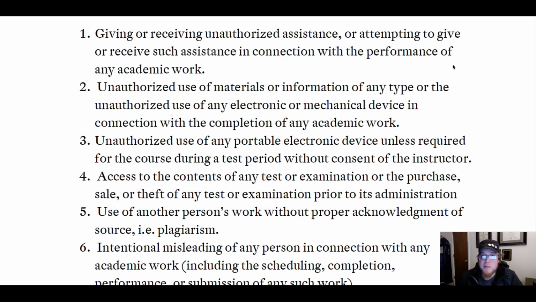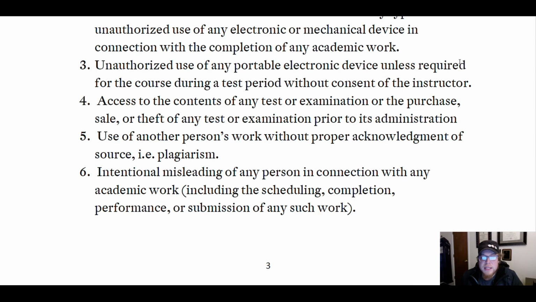If you're using something that didn't come from your brain, tell me where you got it. There's no harm in that whatsoever. Just go ahead, better safe than sorry when it comes to that. 6, intentional misleading of any person in connection with any academic work, including the scheduling, completion, performance, or submission of any such work. So you're like, I'm going to do my final exam, but actually it's going to be my cousin that does it for me because they have a degree in philosophy. That would be an instance of academic dishonesty.